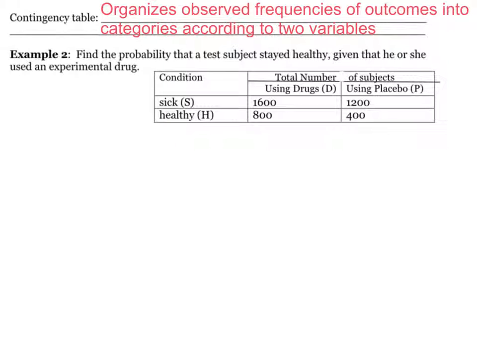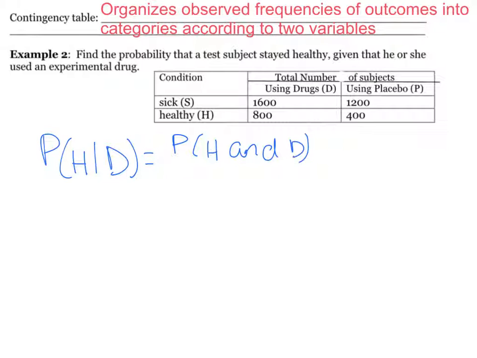So we're going to go ahead and write this out. The probability of H given D happens. So remember, with our formula, we're going to have the probability of H and D divided by the probability of D. So let's go ahead and find that probability of H and D.